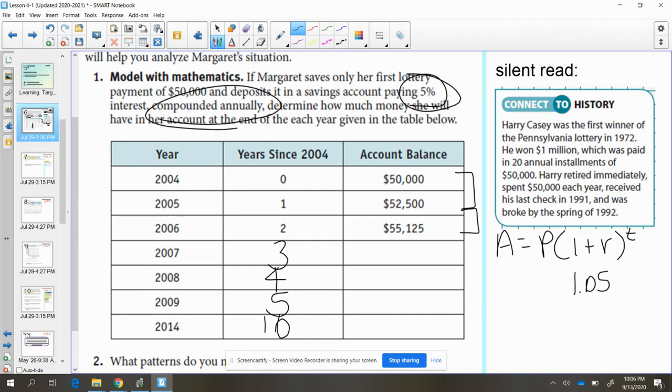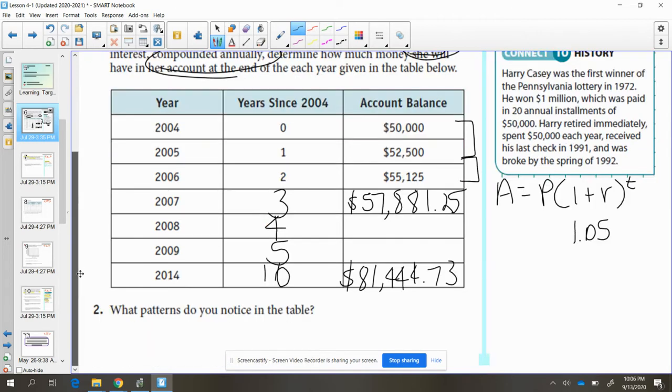So if we finish out the chart here, years since 2004, we have 3, 4, 5, 10 years. Make those jumps, and then we also want to start filling out the rest of this chart by calculating what each one is. So if we finish filling out those final values by year 10, fill in the other ones as well, 81,444.73.